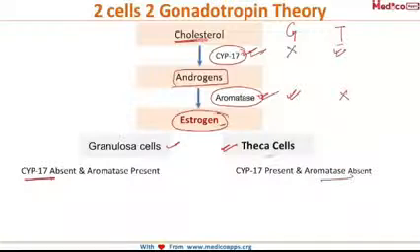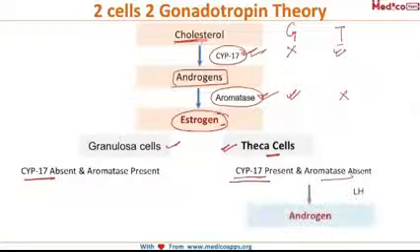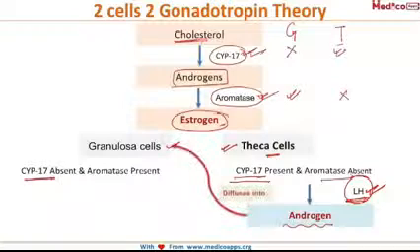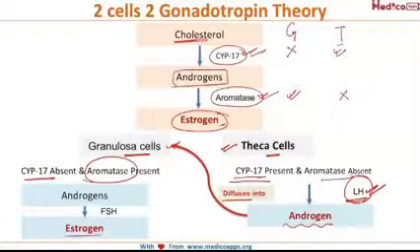So in the theca cells, the cholesterol is acted upon by the CYP17 and the androgens are formed, and this occurs under the basic influence of the LH hormone, the luteinizing hormone. We had discussed that this luteinizing hormone helps in the formation of androgens in the theca cells. Now this androgen diffuses into the granulosa cells, and in the granulosa cells, under the effect of the enzyme aromatase, this androgen is converted to estrogen, and this occurs under the influence of FSH, the follicle stimulating hormone.